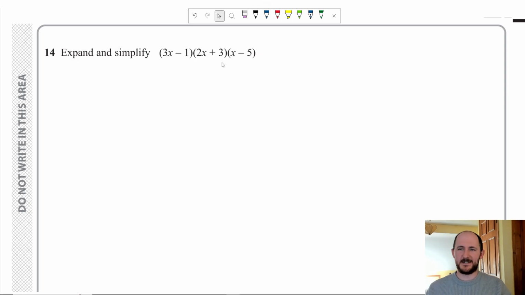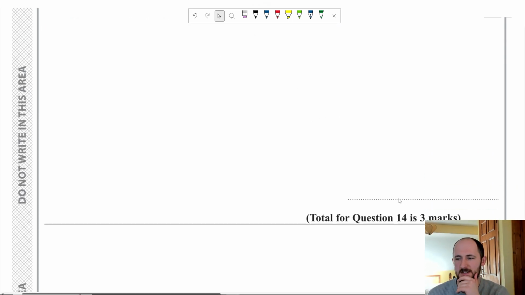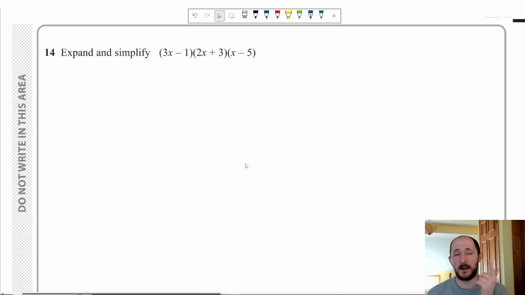Oh boy, here we go. Triple brackets. Probably some of the harshest marks you'll ever see because it's only 3 marks. Same with algebraic fractions, normally only 3 marks. It's harsh. It is harsh.